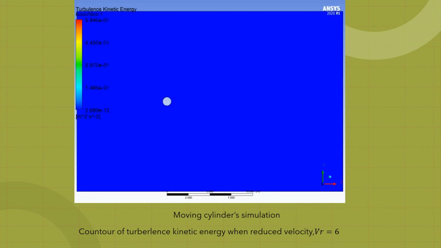So now we're explaining the moving cylinder simulation. For example, this is the contour of turbulent kinetic energy when the reduced velocity VR is equal to 6. The contour of turbulent kinetic energy is also a method to display the contour of vorticity.